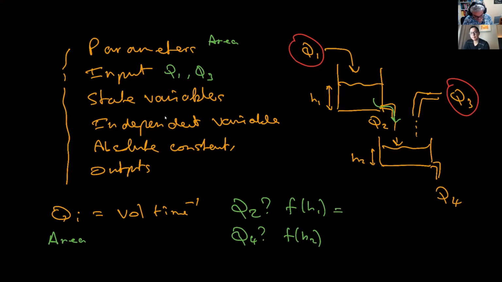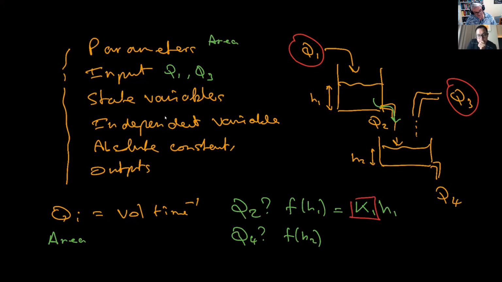The really simple one, but wrong one, which we will use, is just that Q2, for example, is some constant K times the height. So it's directly proportional to the height. That actually is strictly not true. It's actually proportional to the square root of the height, funnily enough. That's the nature of tanks of water.